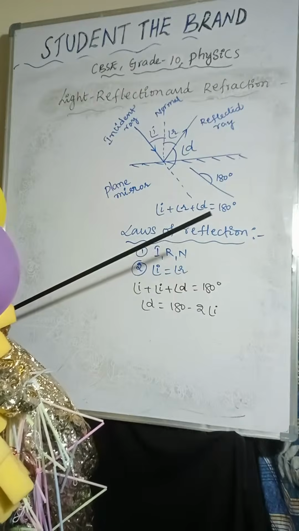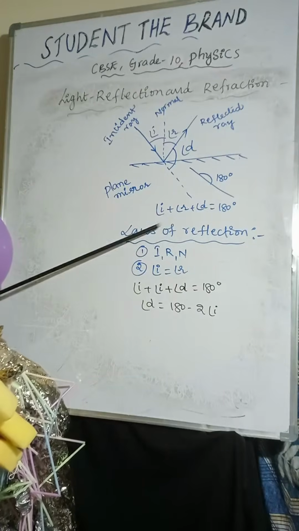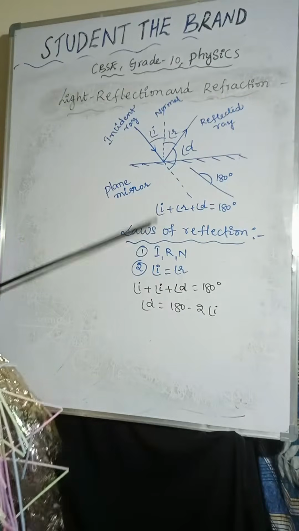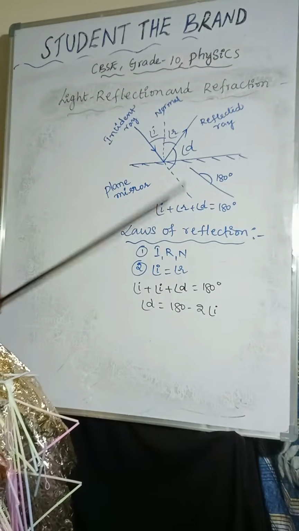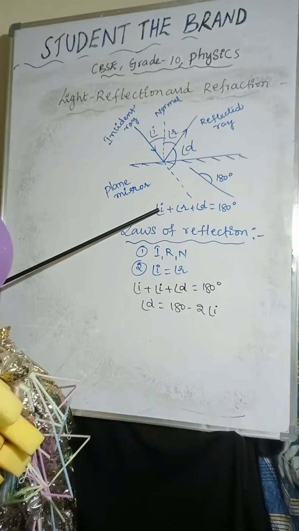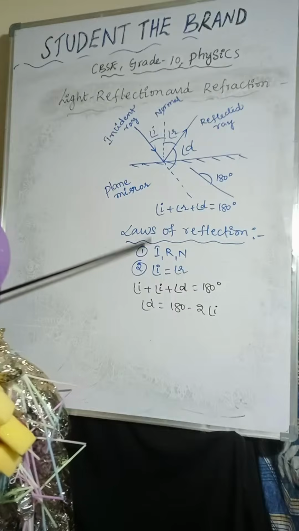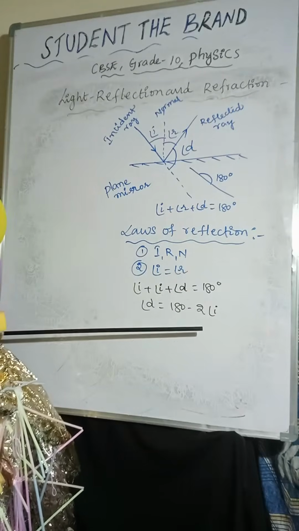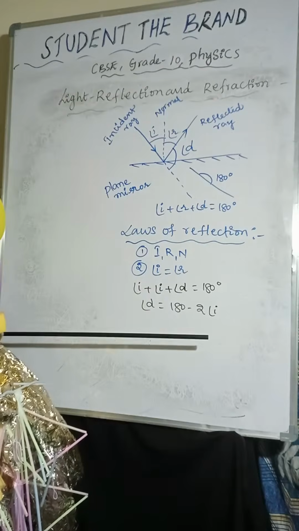Okay, so now you can observe the laws of reflection. The incident ray, reflected ray, and normal line lie on the same plane. Angle of incidence is equal to angle of reflection. So from that we can write, instead of angle of reflection, I am writing angle of incidence. So angle of deviation equals 180 minus 2 times the angle of incidence.